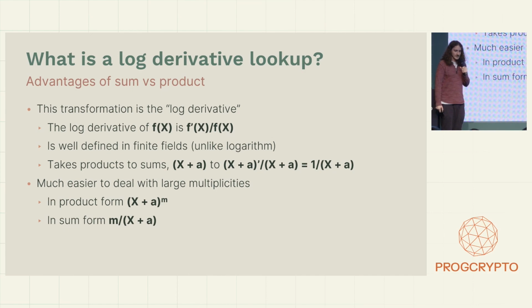So one really nice aspect of this transformation is that it pulls the exponent in the product version into the numerator of the log derivative version, right? If we take the log derivative of this x plus a to the m, it just becomes m divided by x plus a.